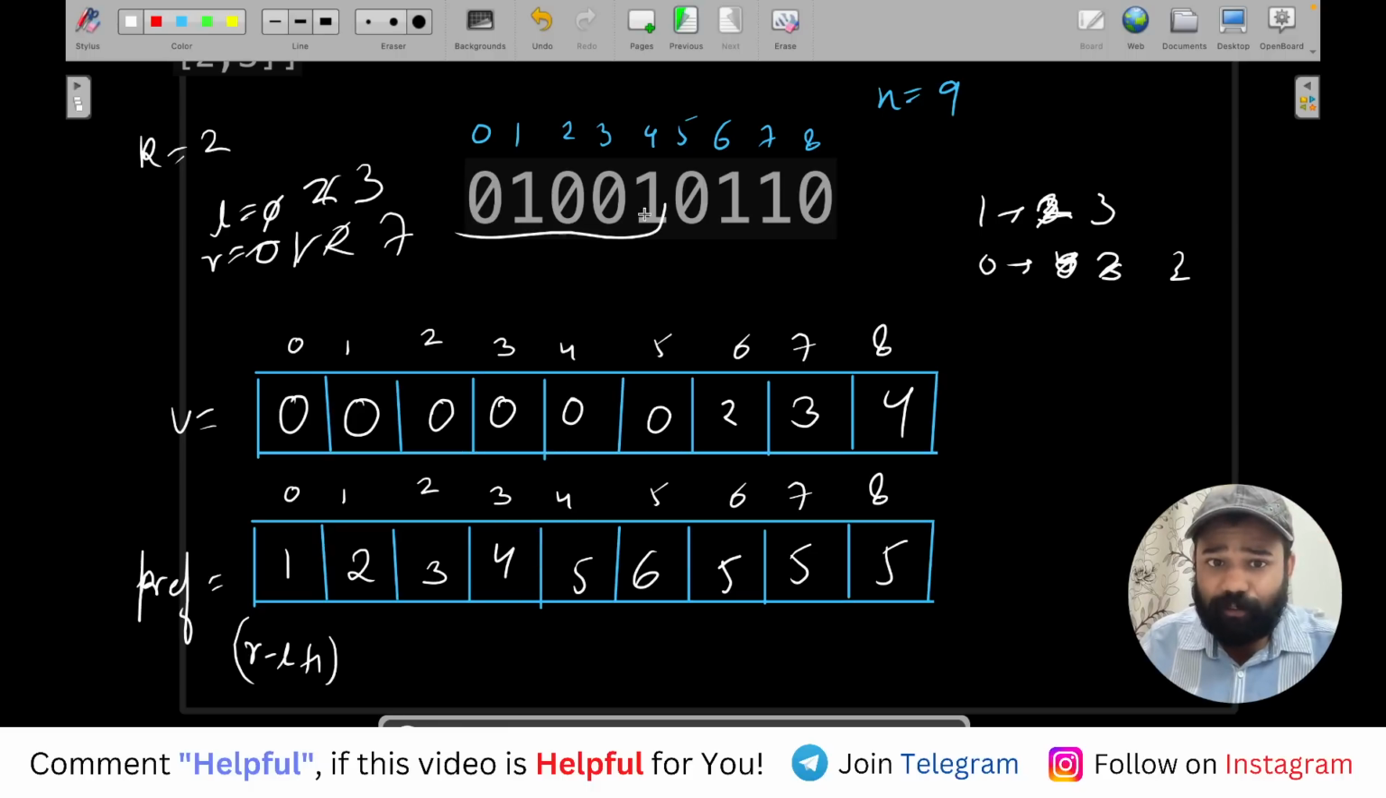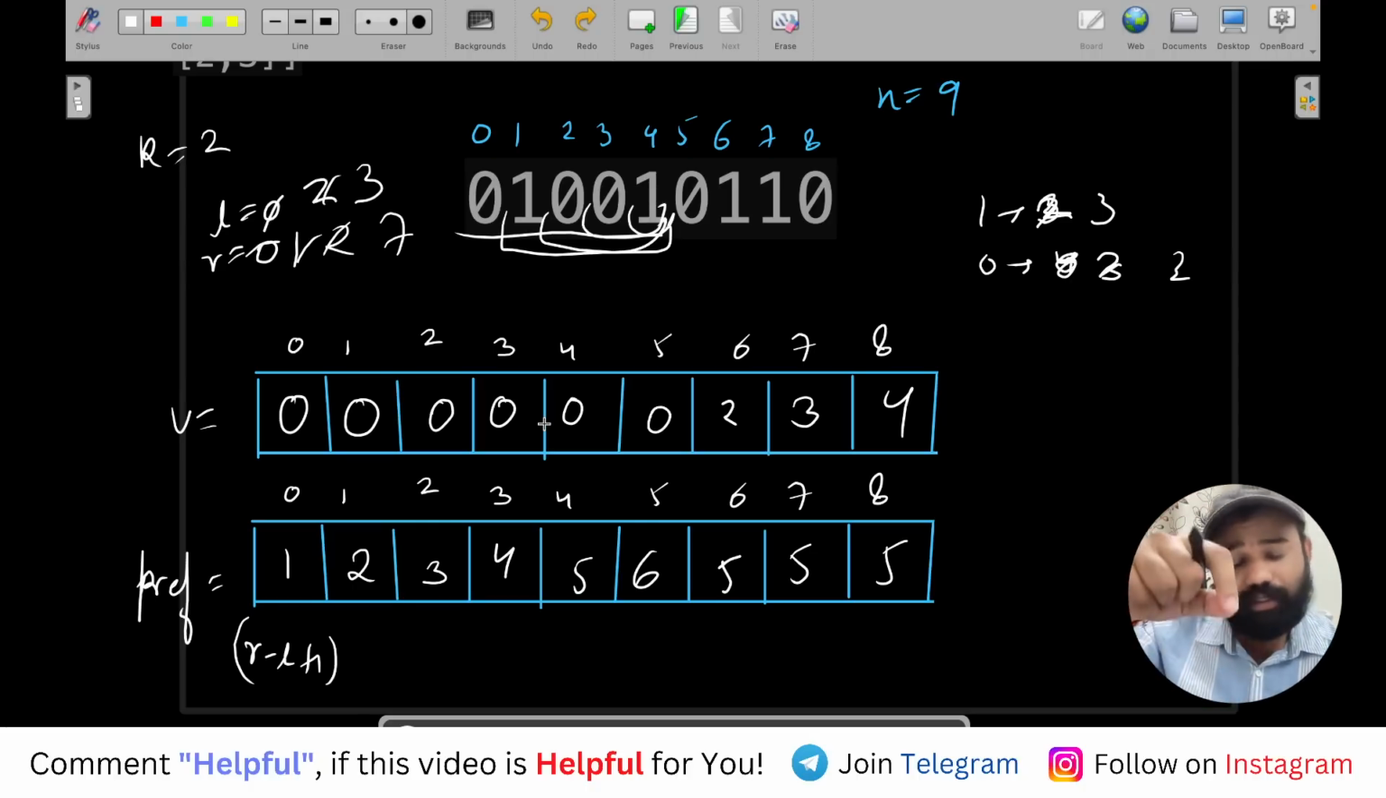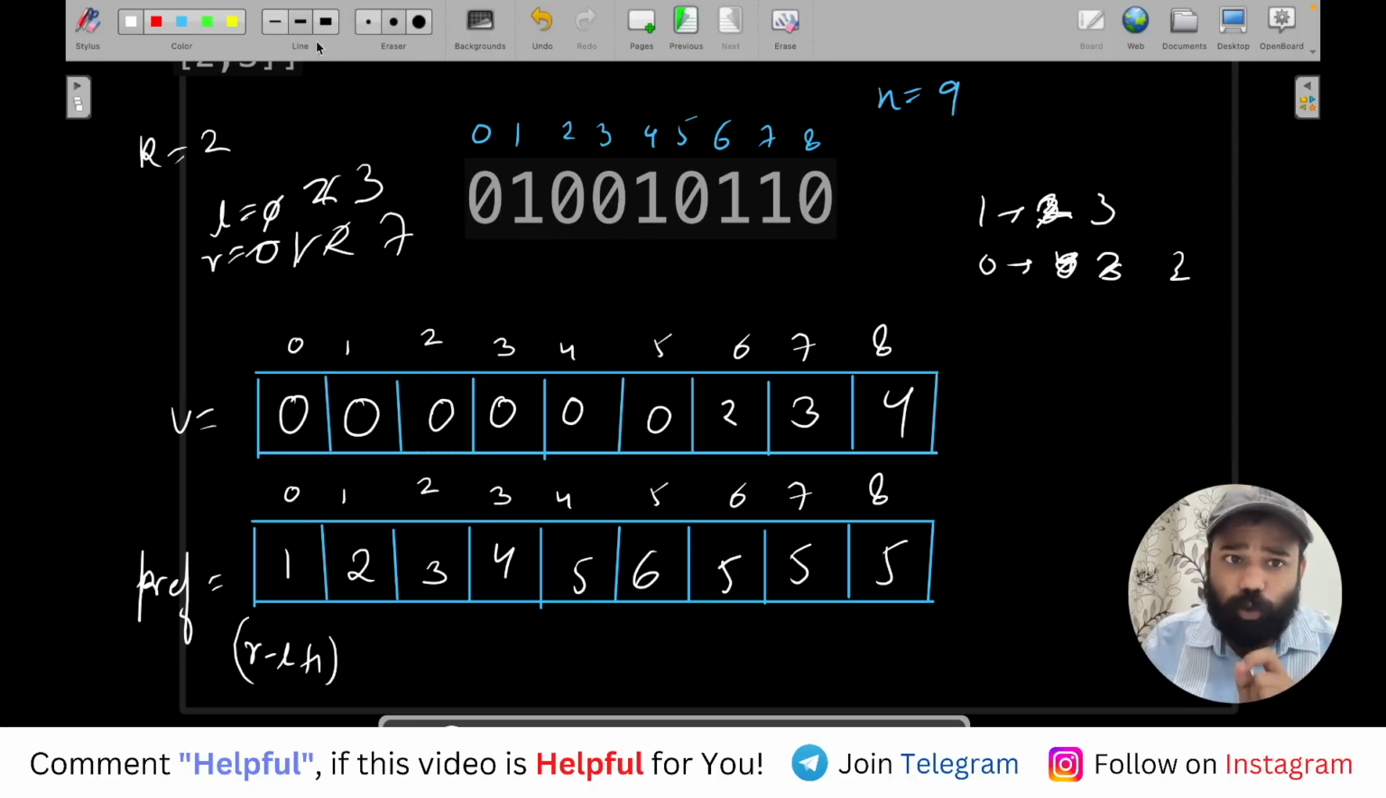At 4, how many? 5. 1, 2, 3, 4, 5. So this prefix is storing how many subarrays are there which are ending at that R, at this 4th index, and are k constant, which end there. And V is storing that a subarray which is ending at 4, from where it is starting, which is k constant. Are you getting or not?